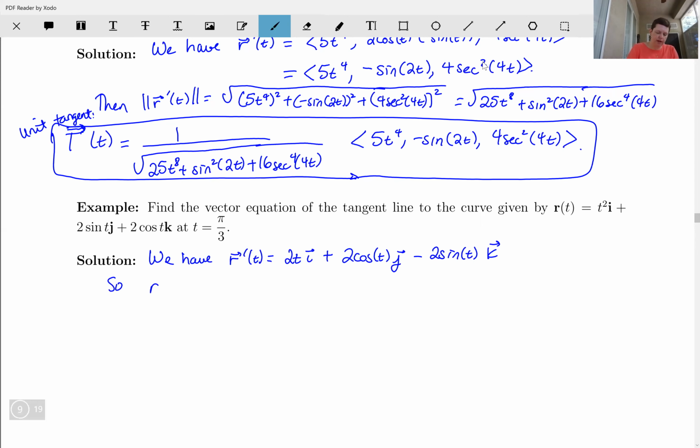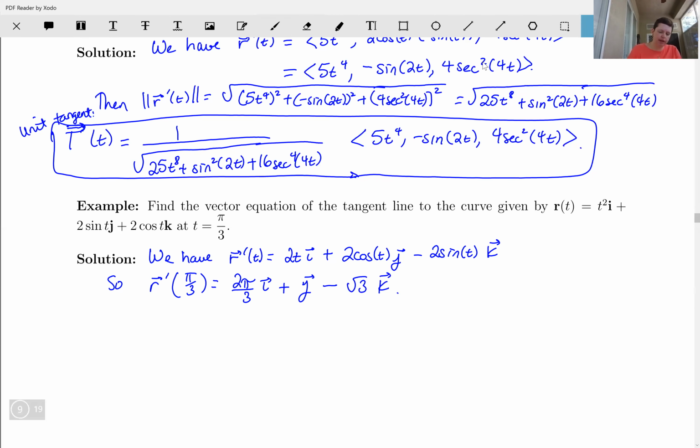So evaluating that at pi over 3, we're going to get 2 times pi over 3, plus 2 cosine of pi over 3. Cosine of pi over 3 is a half, so that's just going to give me a 1. And minus 2 sine pi over 3. Sine pi over 3 is square root of 3 over 2, so times 2 gives me square root of 3. Excellent.